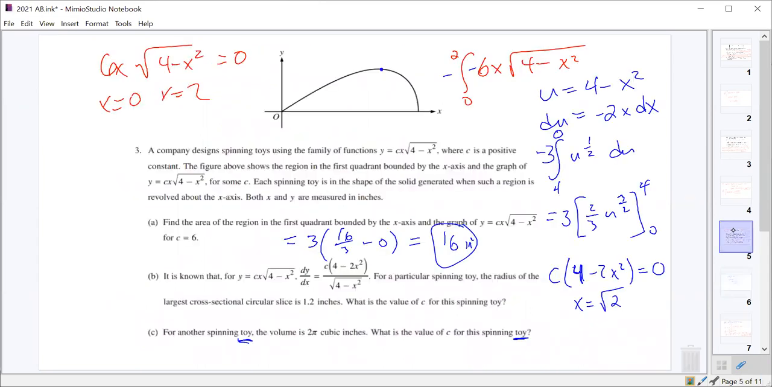This problem right here, you'll note, is about spinning toys. There's one. Spinning toy. Spinning toy. Spinning toy. I think I got them all circled. This is about spinning toys. Now, some spinning toys are tops, but not all spinning toys are tops. The definition of a top is a toy that spins. Yeah, sure. But not all toys that spin are tops.